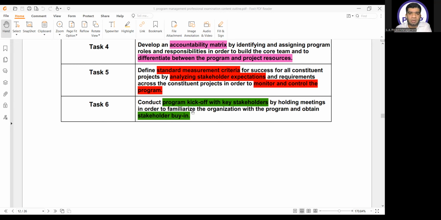So whenever you get the word kickoff, it means that you have to start that particular program or that particular activity. Is it clear to everyone? The correct answer is C, program kickoff meeting.